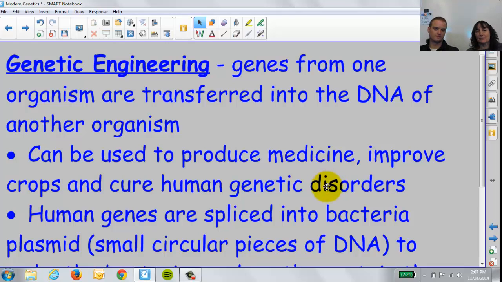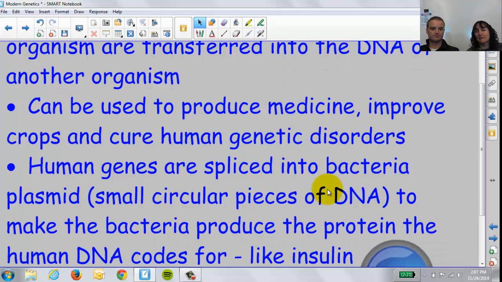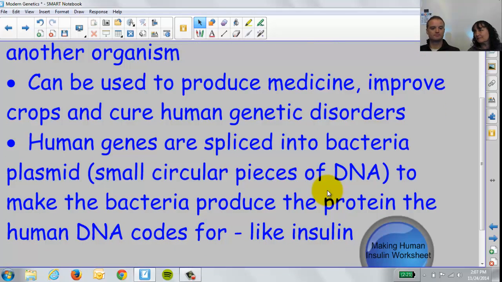That can be used. We use it to produce medicines, improve crops. They have disease-resistant crops, and also cure some human genetic disorders. For the medicine part of it, we take human genes and we put them into bacteria DNA called a plasmid, circular DNA, and that makes that bacteria produce what the human DNA codes for, specifically like insulin. So if you're diabetic, the insulin is actually being manufactured by bacteria.